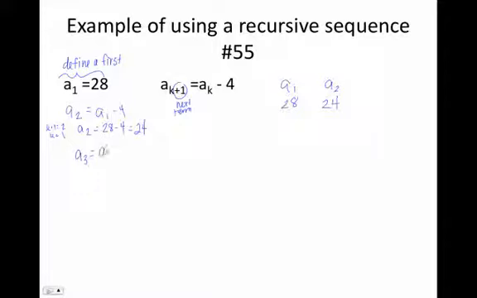And what I'm observing is, oh yeah, all this recursive statement is saying to me is subtract 4 from each term to the next. So you can see that happening right here. Okay, there's where that recursive or repetitive step is coming into play.